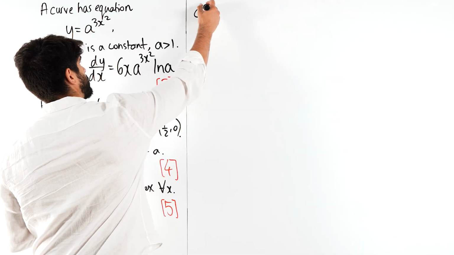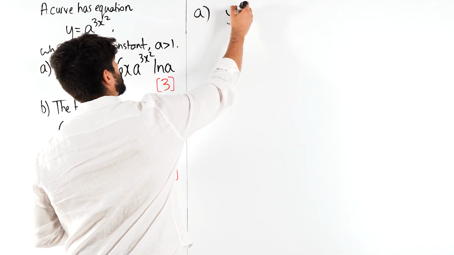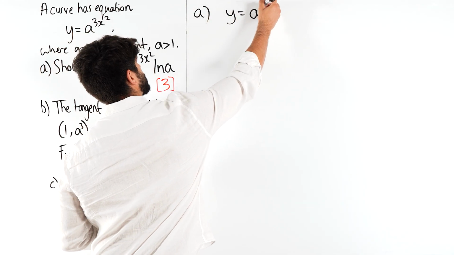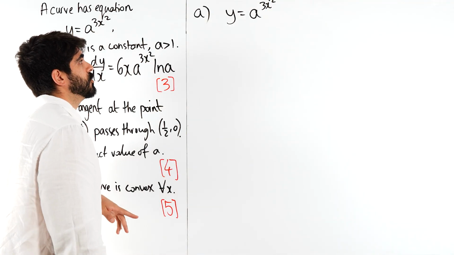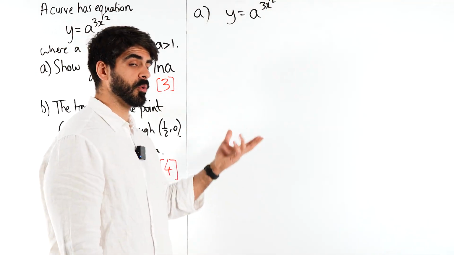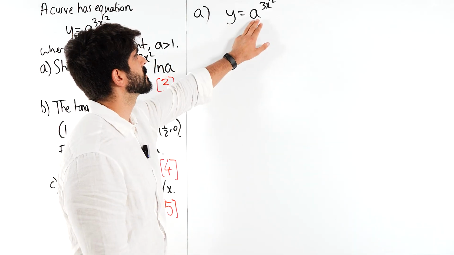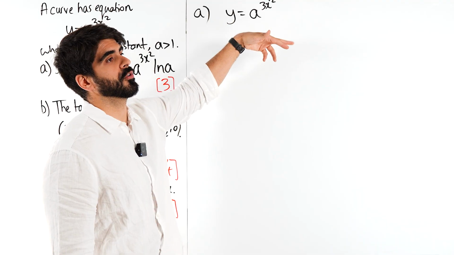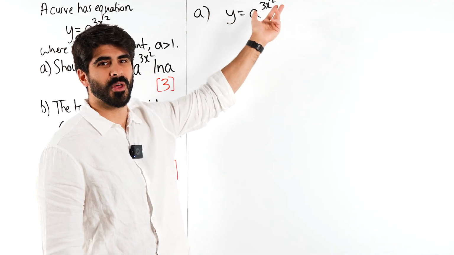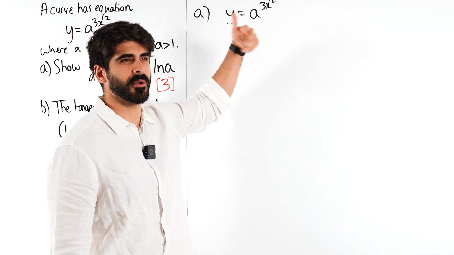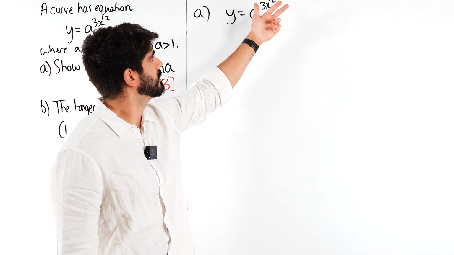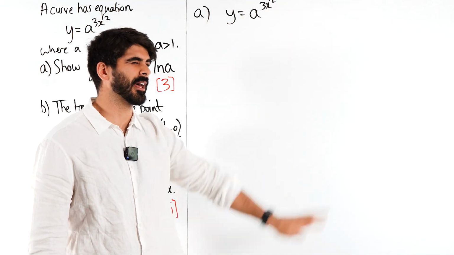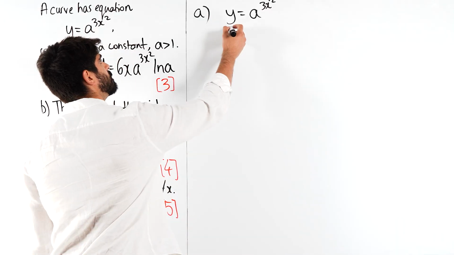Differentiation, obviously. To find the gradient function, we're going to start with y equals a to 3x squared. Now, one way is you rewrite this as e to the power of ln, and then you bring down the power, that kind of stuff. I don't really like that method. I'm going to do the ln method.